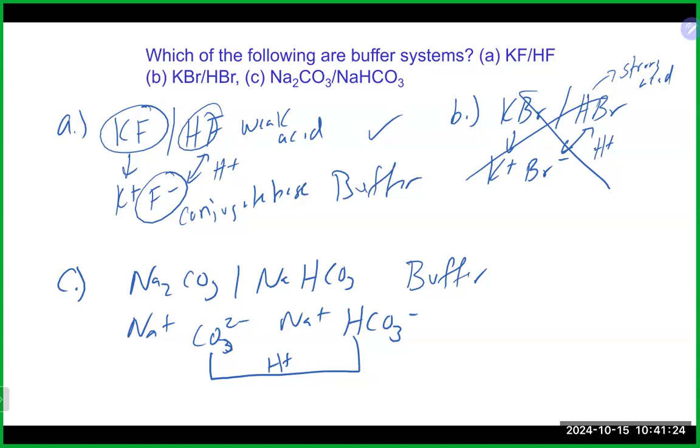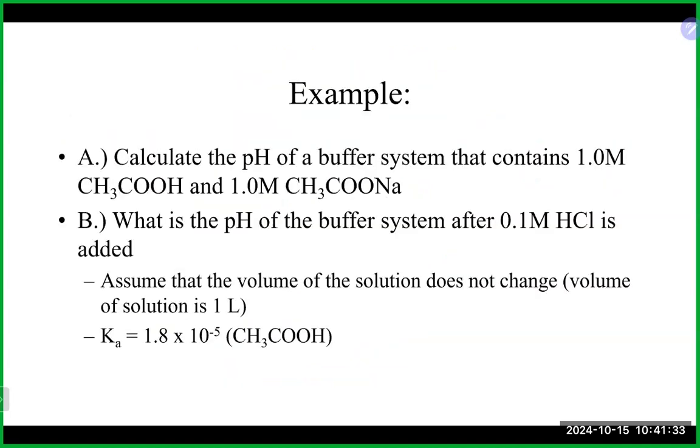All right, so now that we hopefully understand buffers, what makes up buffers, and how buffers function, let's do some calculations involving buffers. Starting with A, we want to calculate the pH of a buffer that contains 1 molar acetic acid and 1 molar sodium acetate. The Ka value for acetic acid on the bottom is 1.8 times 10 to the minus 5. Let's see what you come up with.